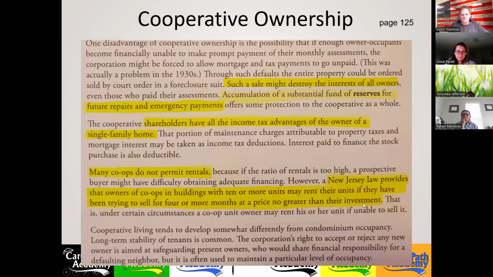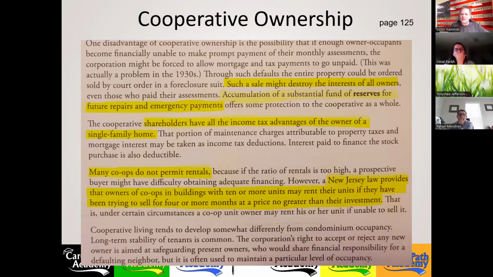All right, so now New Jersey has a law that provides that owners of co-ops in buildings with 10 or more units could rent their units if they've been trying to sell them for 4 or more months at a price no greater than their initial investment. So basically, if you see that co-ops are so much cheaper than condos, you may get the idea, well, let me buy a bunch. I could buy 4 co-ops for the price of 1 condo. Well, no, you can't, because if you do that, you can't rent it out.